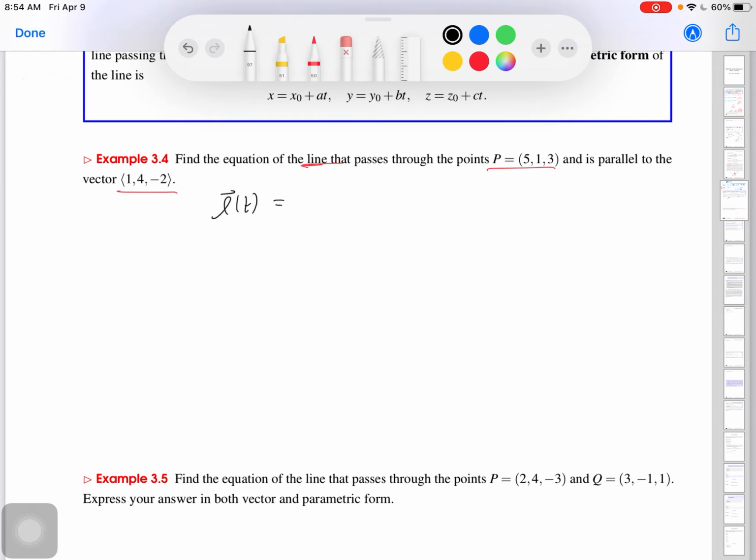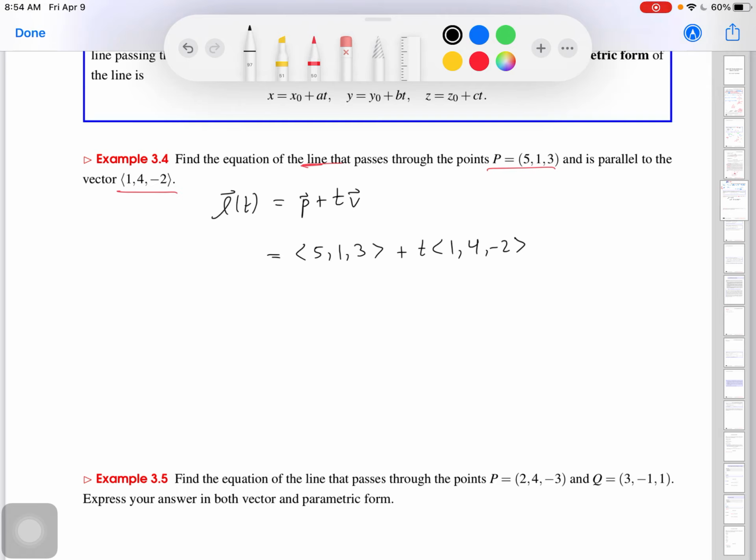So I'm going to write down my standard form here, and my point I can convert into the vector p by just writing it as a vector. And then I have the vector v given. So that's pretty much it. There's not much else to do from here.